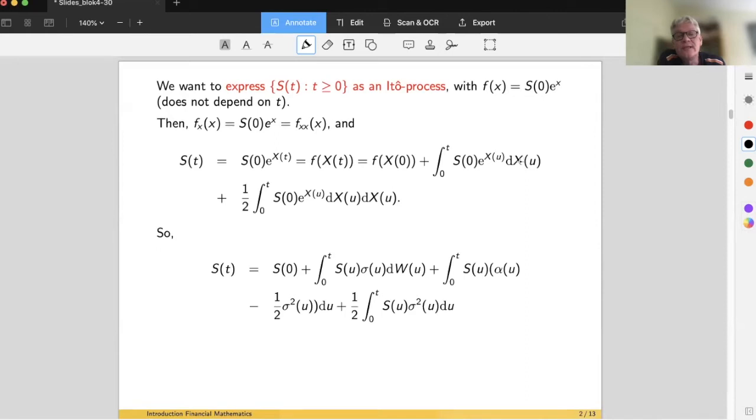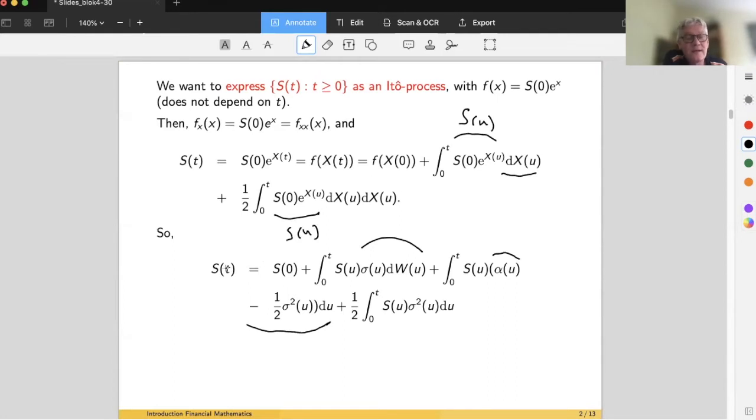So substituting for dX: sigma_u dW_u plus alpha_u minus 1/2 sigma squared_u du. So that is the definition of dX. dX_u is written here plus here, this part plus this part with a minus sign. So we end up with S_t is equal to S_u. Remember that for X equal to 0, e to the 0 is 1. So this is just S0 plus the integral S_u. Because remember that this part here is just S_u. So we can substitute S_u, and the same here. This is S_u.